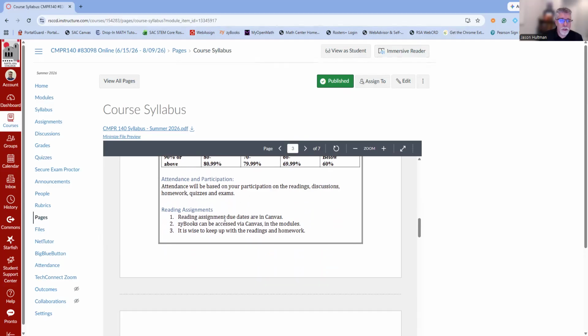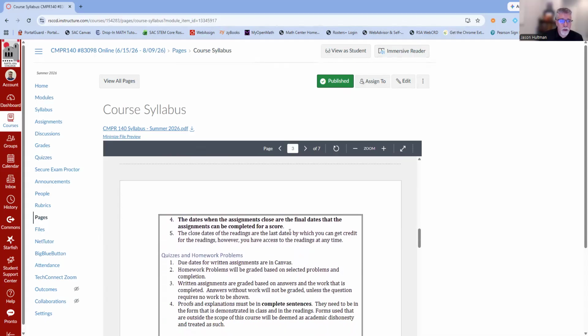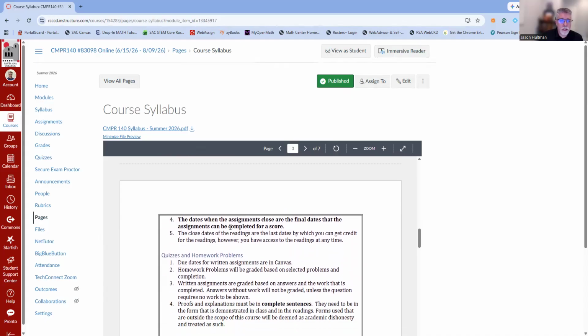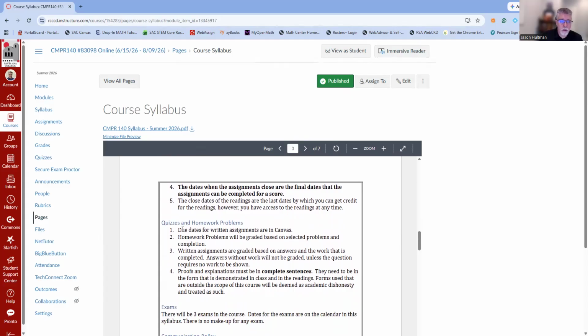Reading assignment due dates are in Canvas. Zybooks can be accessed via Canvas in the modules. It is wise to keep up on the readings and the homework. Okay, the dates when assignments close are the final dates that an assignment can be completed. The close dates for the readings are the last dates for which you can get credit for the readings. However, you can access the readings at any time.